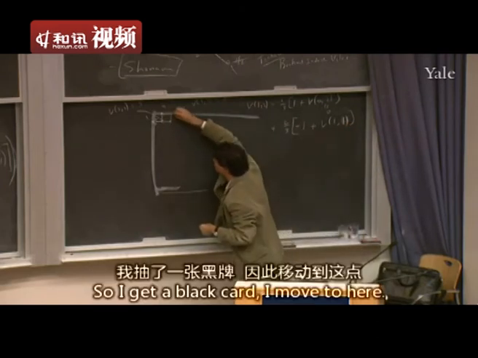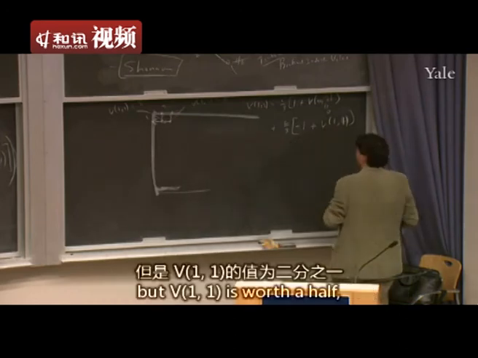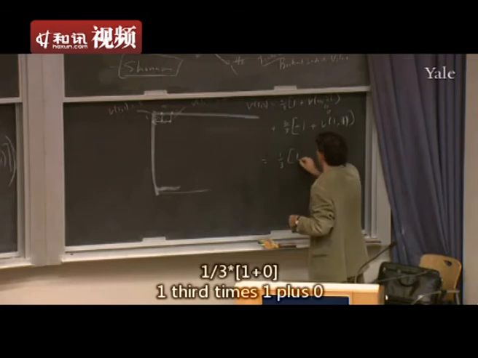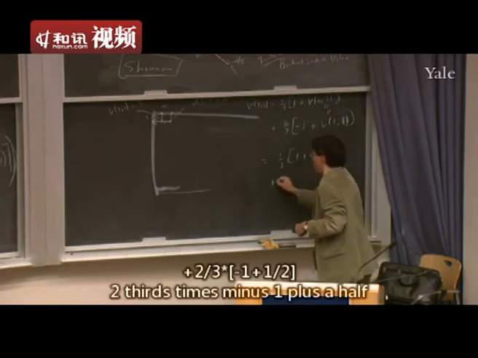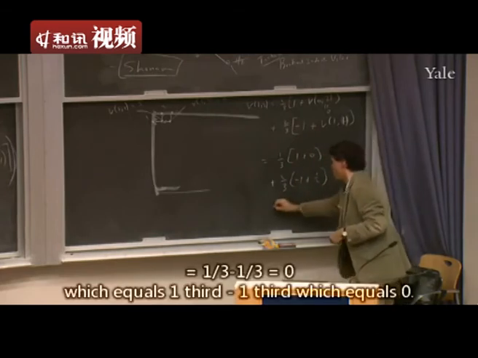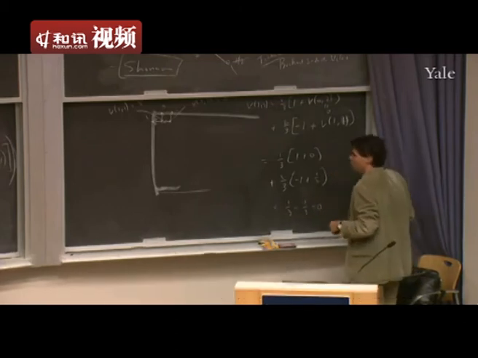So if I get a black card, I move to here. We know what if I get a red card, I move to there. But V of 1, 1 is worth 1/2. So that's equal to 1/3 times 1 plus 0 plus 2/3 times minus 1 plus 1/2, which equals 1/3 minus 1/3, which equals 0.